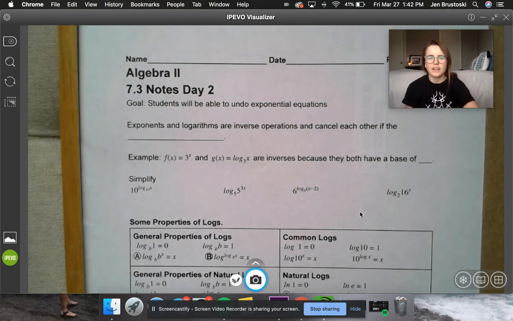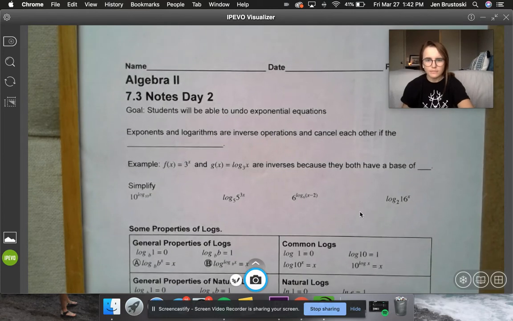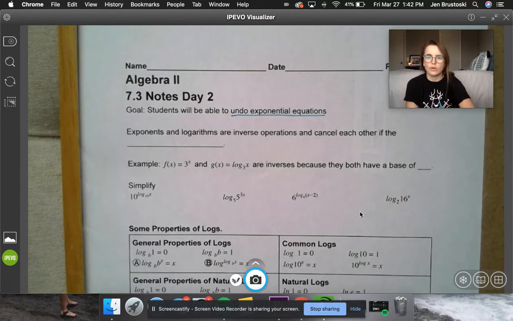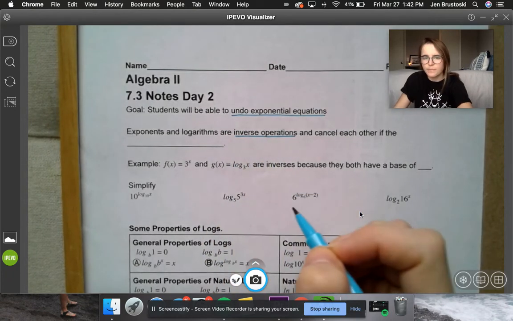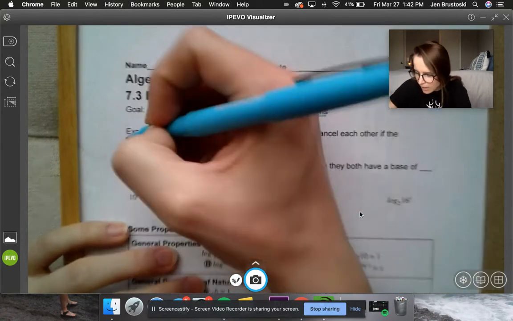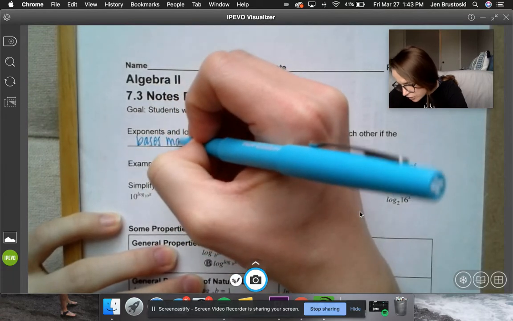Good morning, folks. We have short and sweet notes today. We're going to be focusing on two things. What we're really trying to do is undo exponential equations, or solve exponential equations. The first thing we need to know is that exponents and logarithms are inverse operations. We knew that from last time, from our notes before, and they can cancel each other out if the bases match.